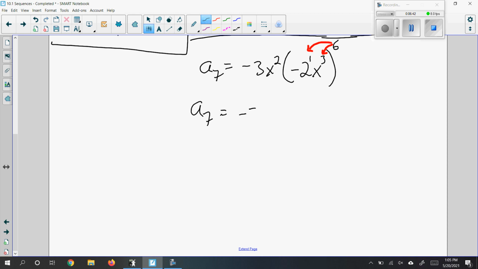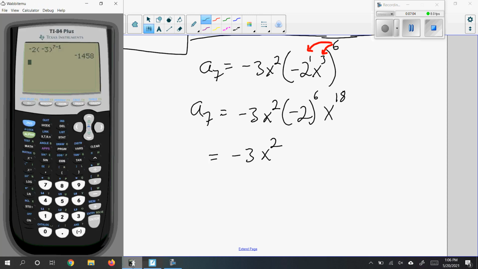Okay, so we have (-3x)^2 times (-2)^6 times x^18. Whenever you have a negative number to a power, you need to put it in parentheses. And so what is (-2)^6? It is positive 64.